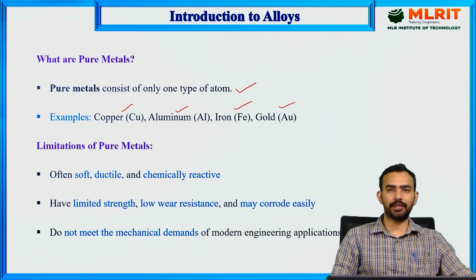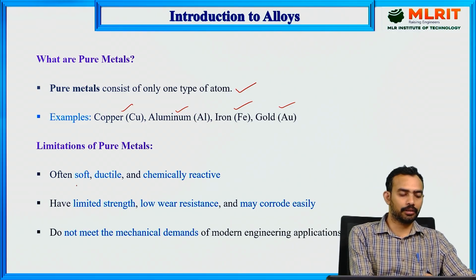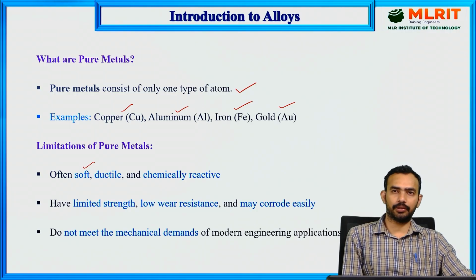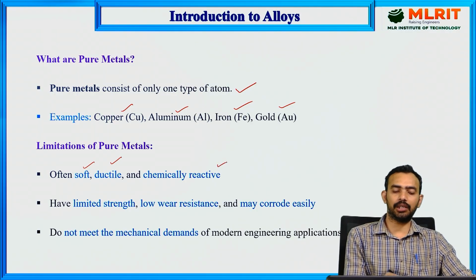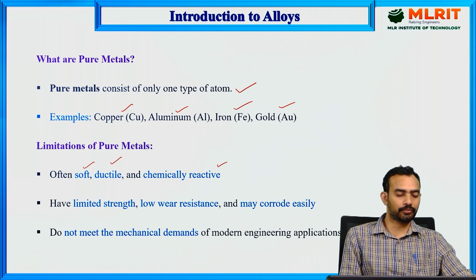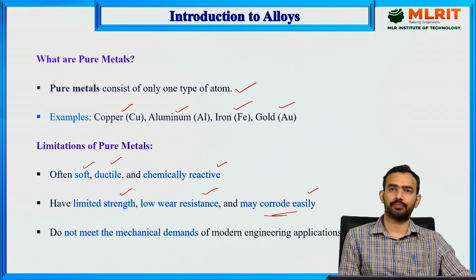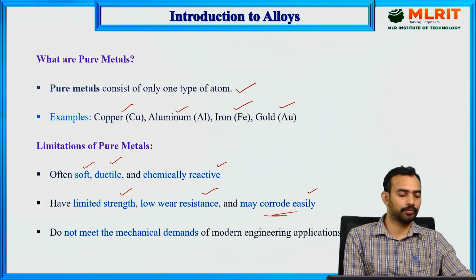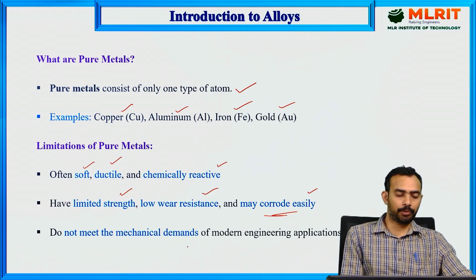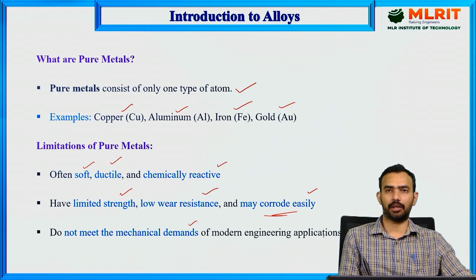But from a materials perspective, what are the limitations of these pure metals? They are often found to be very soft in nature, too ductile, and chemically very reactive. They have limited strength, low wear resistance, and they may even corrode. The pure metal can corrode. Because of these properties, they do not meet the mechanical demands of modern engineering applications.